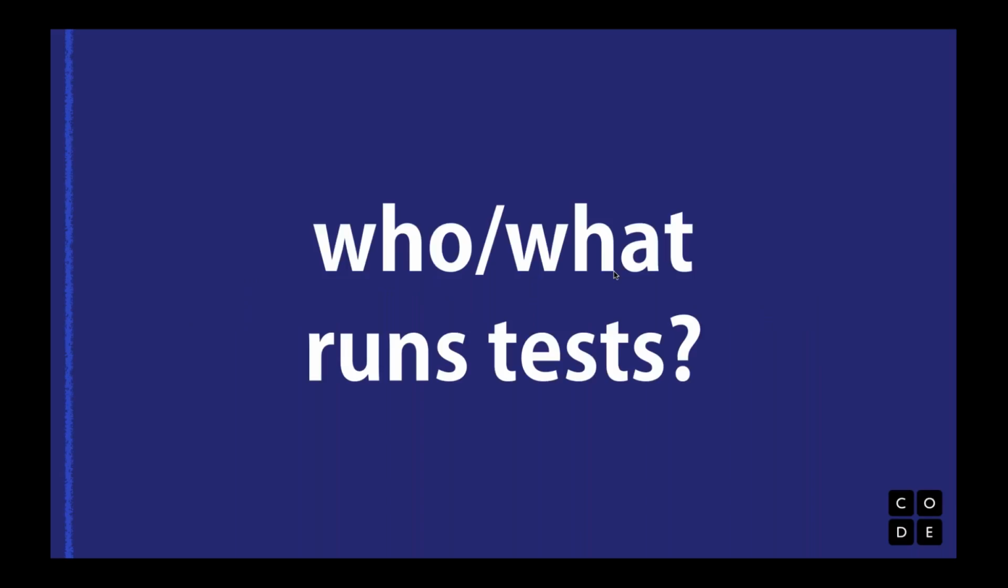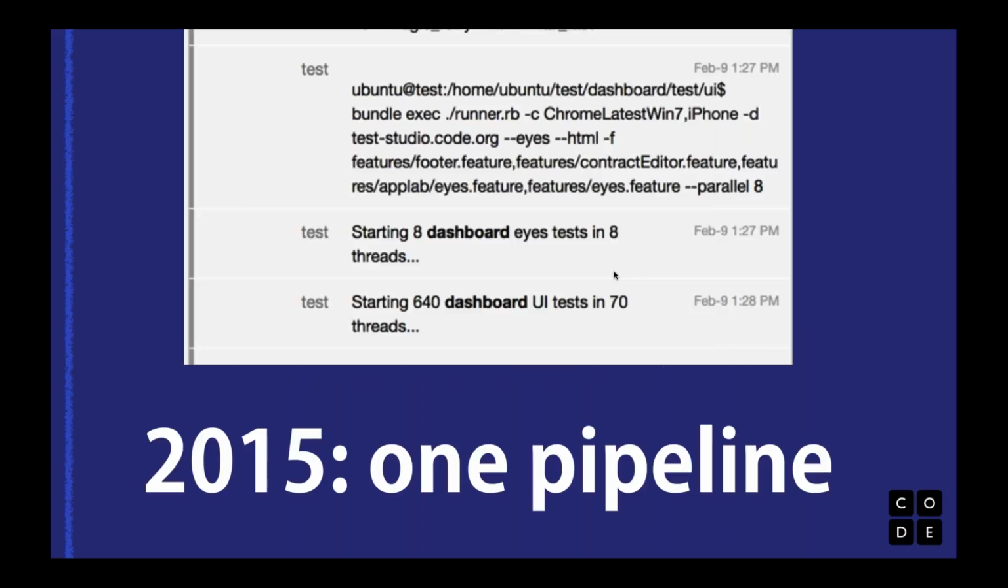So what actually runs tests, or who runs tests, right? You write all these tests, but when or how do they get run? So in 2015, we basically had one pipeline for tests. We had a continuous integration system. It was basically a single server, a very beefy AWS EC2 server sitting there, and it says, hey, when something new is committed, run our tests. And it spins up these crazy parallelized tests, 640 tests and 70 threads. So 70 threads on that one machine. And I'll talk a bit more about parallelization with Sauce Labs in a sec.